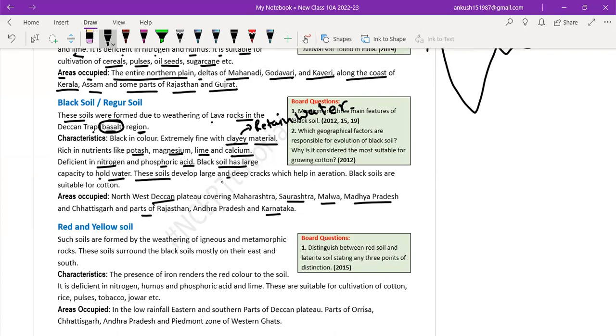These soils develop large and deep cracks, which help in aeration. Aeration in the sense it allows air to go inside it. Are you getting the point? Black soils are suitable for cotton, especially. This crop is mostly cultivated in black soil. As in my locality as well, cotton is the main cultivated crop over here, a cash crop, which is cultivated in black soil. Are you getting it?